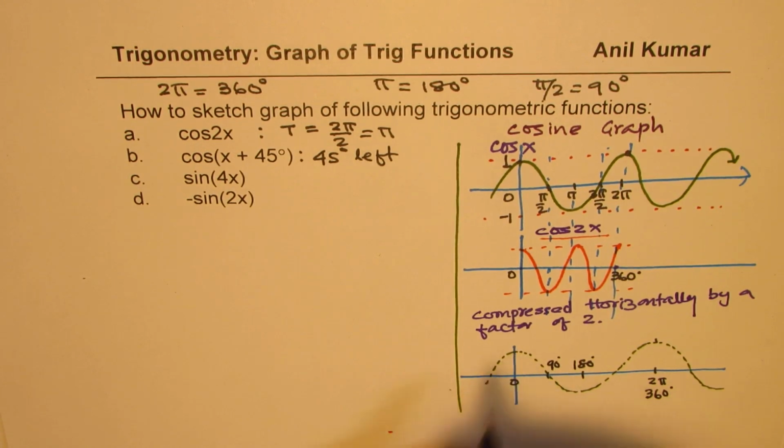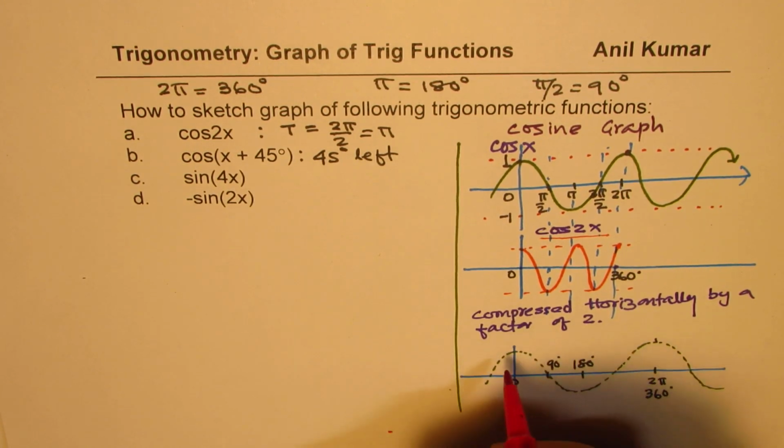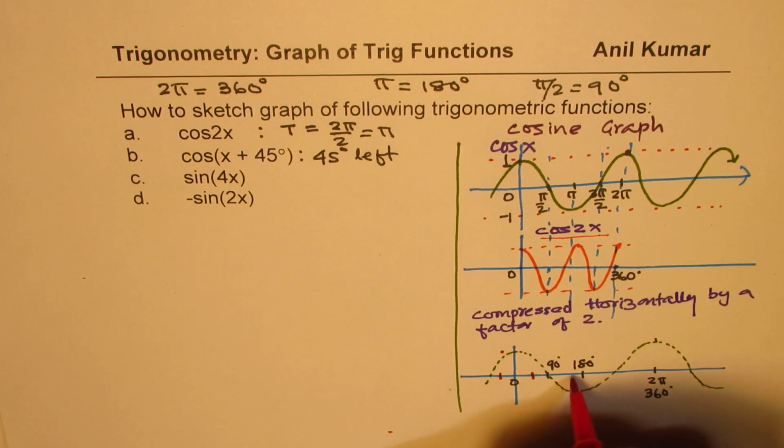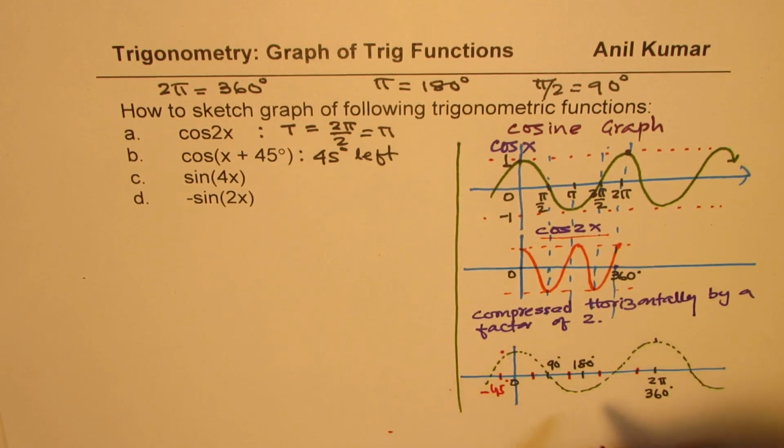So every point will move half unit, right? So that is 45. So every point is going to move half unit to left, right? So that is the transformation, right? So instead of starting from 0, the maximum value being at 0, it is going to be at minus 45 degrees.